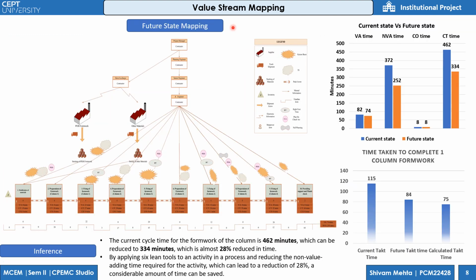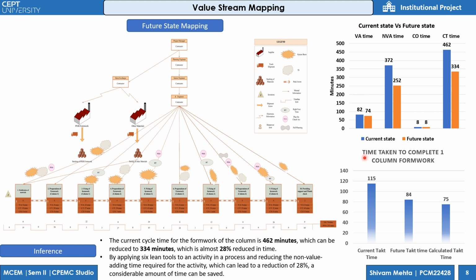This figure shows the future state mapping of all the activities which we have seen in the table on the previous slide. Here we have added 5S, Kanban, Kaizen and all. This graph shows the current state versus future state. The blue represents the current state, the orange represents the future state. In the current state, the total cycle time was 462 minutes, and in the future state, after applying the lean tools, we reduced the time to 334 minutes.